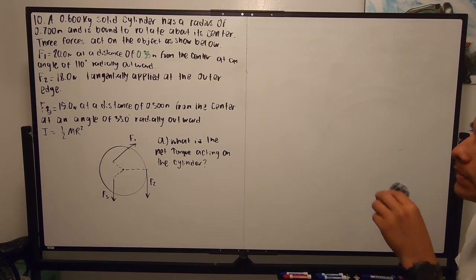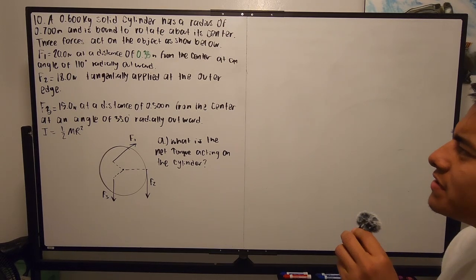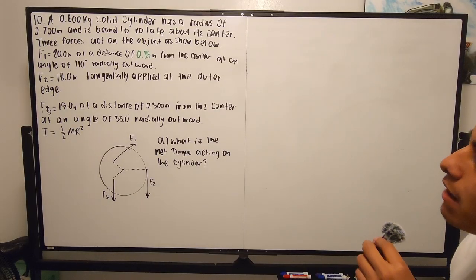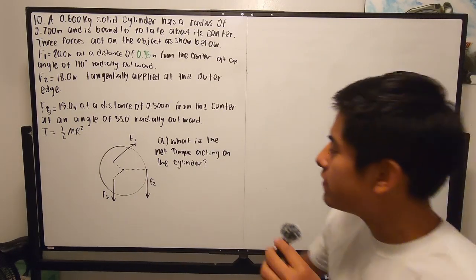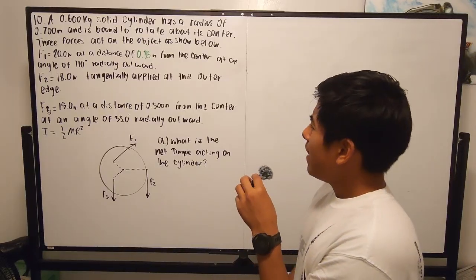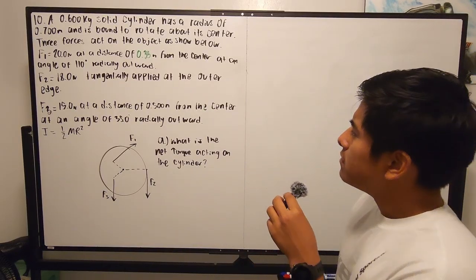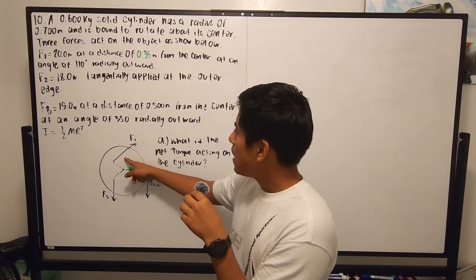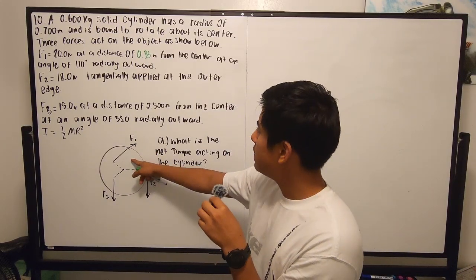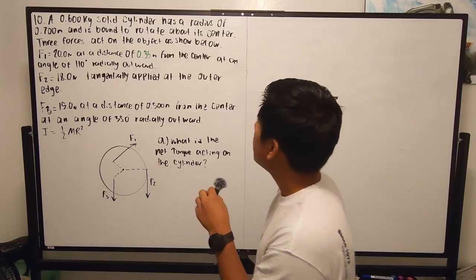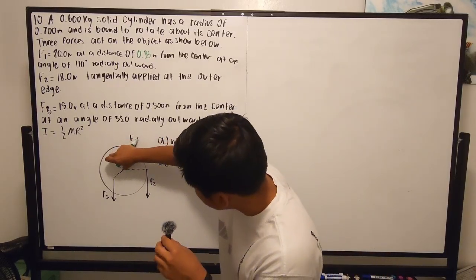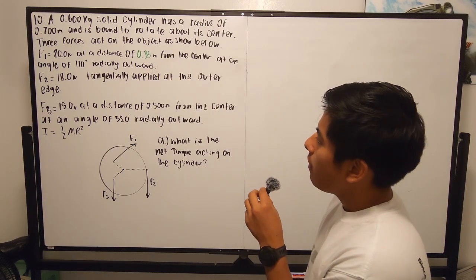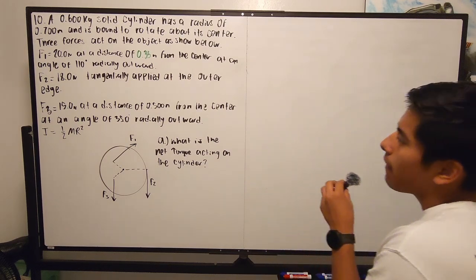Okay, so we are at the last problem, and it says that a 0.6 kilogram solid cylinder has a radius of 0.7 meters and is bound to rotate about its center. So we have this cylinder right here, and there are three forces that act on the object as shown below. Force 1, which is this one right here, has a magnitude of 20 newtons at a distance of 0.35 meters, which is this distance right here, from the center at an angle of 110 degrees radially outward.